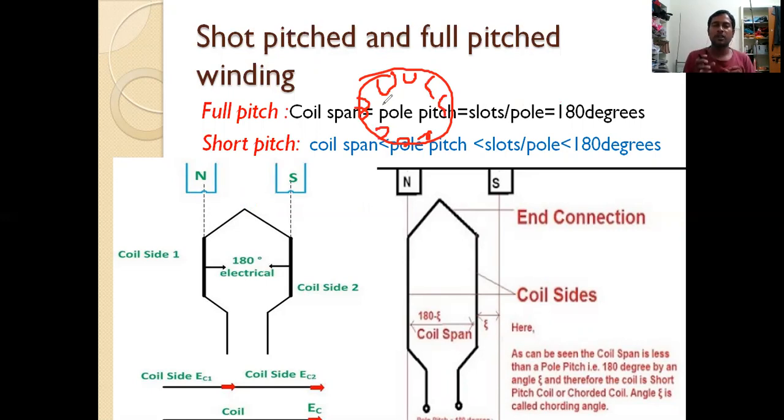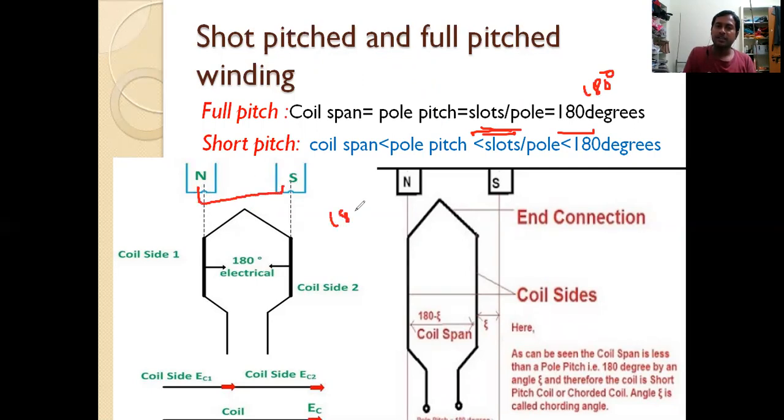So that is the number of slots under one pole. We can also calculate it in another way. North to south is 180 degrees electrically. If you know the formula, theta electrical is equal to theta mechanical into P by 2.